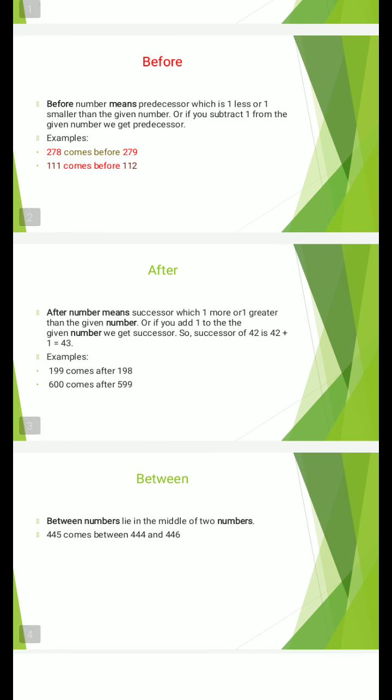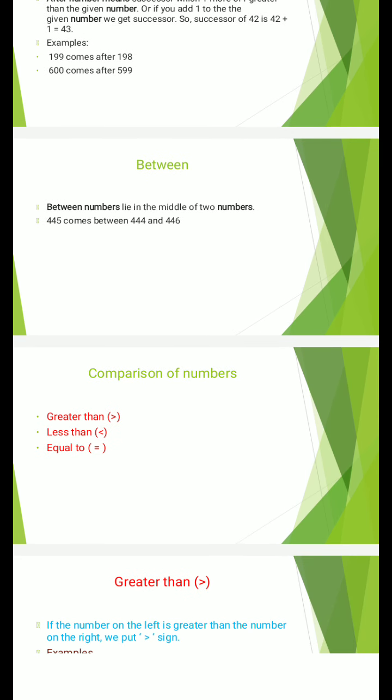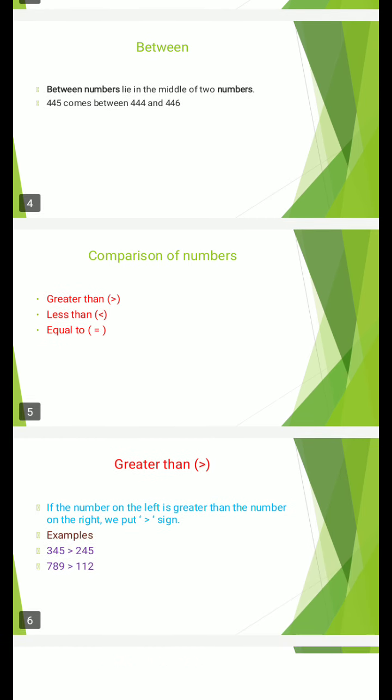Between numbers lie in the middle of two numbers. That means 445 comes between 444 and 446. Now we are moving to comparison of numbers. Comparison of numbers includes greater than, less than or equal to.